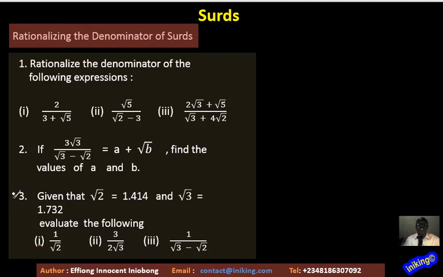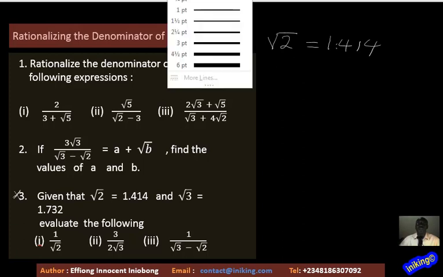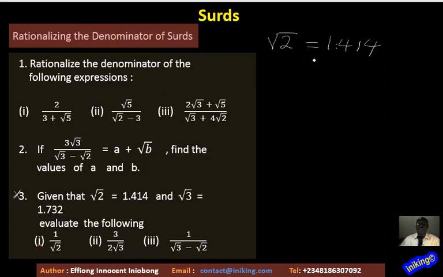Question 3 states that given that root 2 is equal to 1.14 and that root 3 is equal to 1.732, we have to evaluate several expressions. There are 3 expressions specifically. The first one is 1 all over root 2.